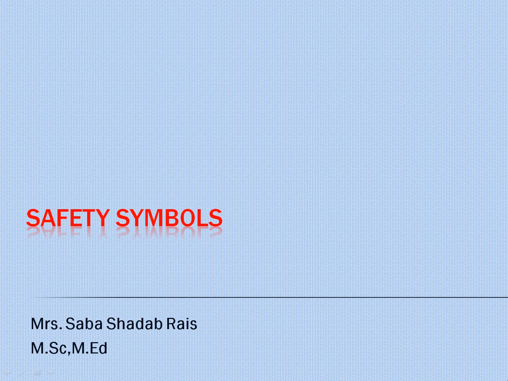Students, safety symbols are not only used in the laboratory; they can be used in various places wherever there is a chance of harm or accident. To protect the people working in that area from an accident or hazard, safety symbols are used. In this lecture, we will discuss the importance of safety symbols, and thereafter the use of safety symbols in our laboratory.